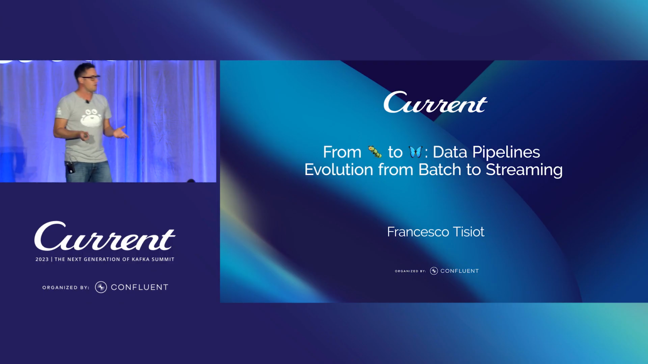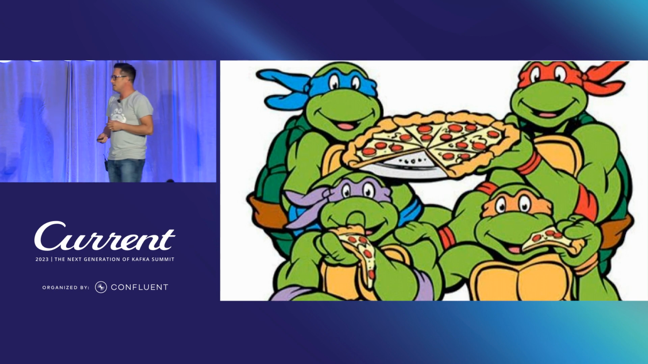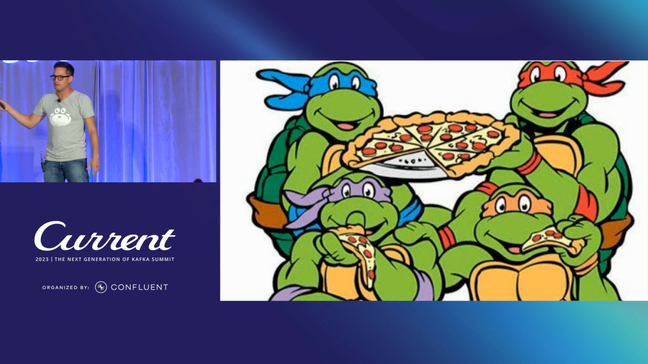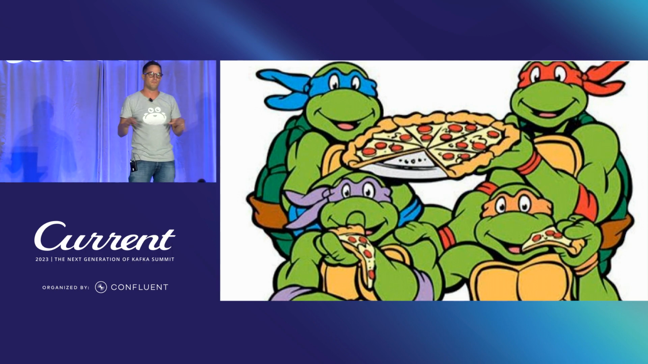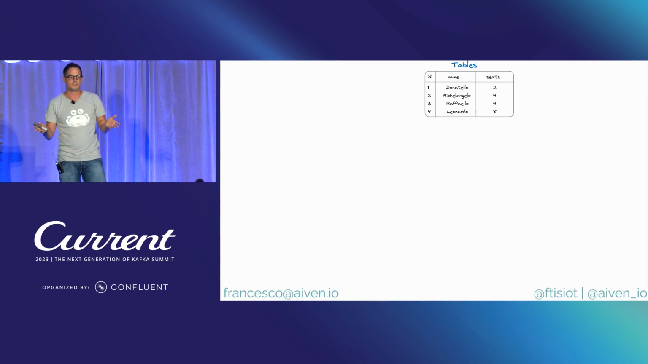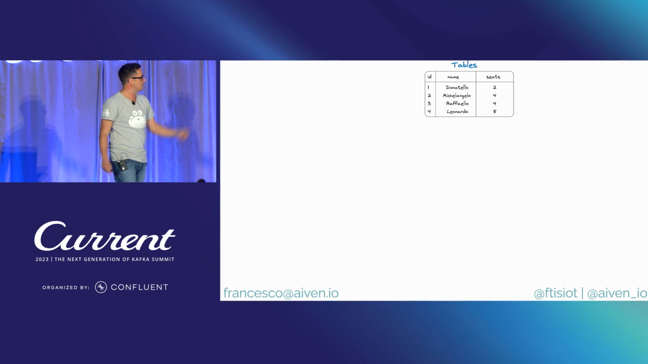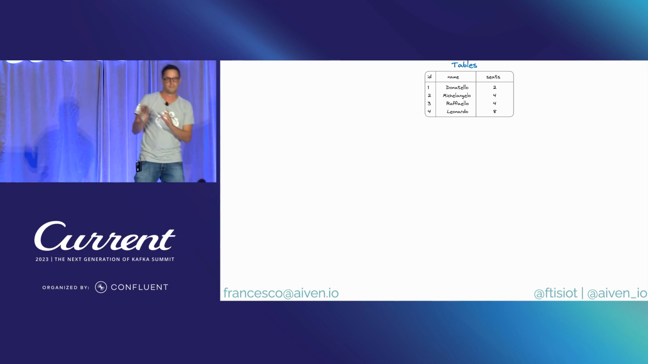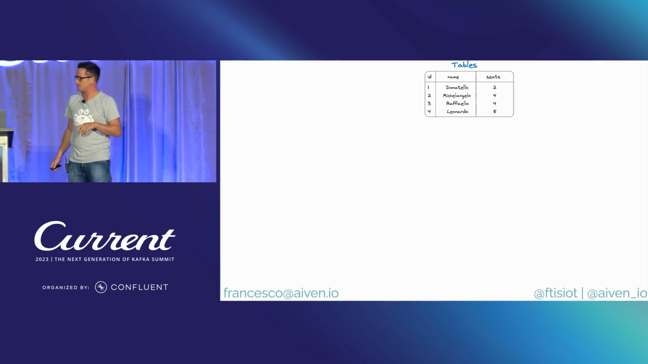So what I'm going to talk to you about is the Ninja Turtle Pizzeria today. So what is this? It's a pizzeria that the Ninja Turtles opened, and they have a very, very simple business model. So what they have is a set of tables. It's a small restaurant. They have only 4 tables named after the Ninja Turtles, exactly. And each table has a number of seats.